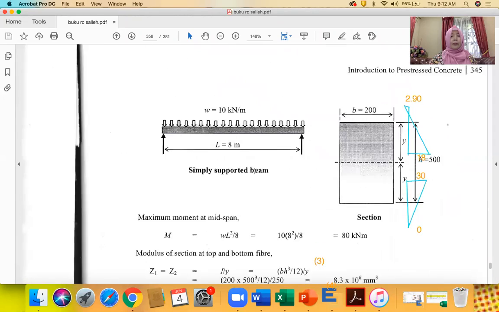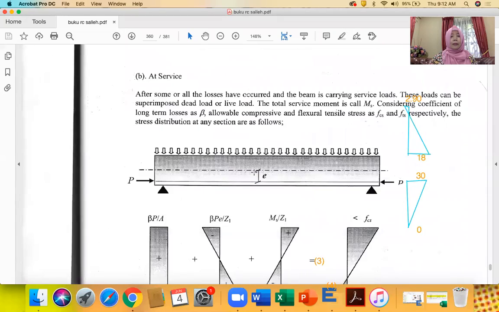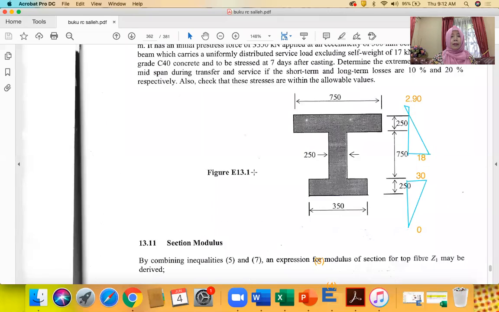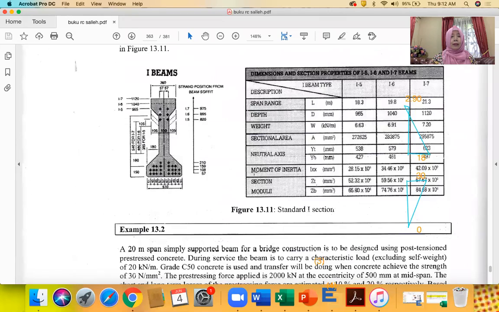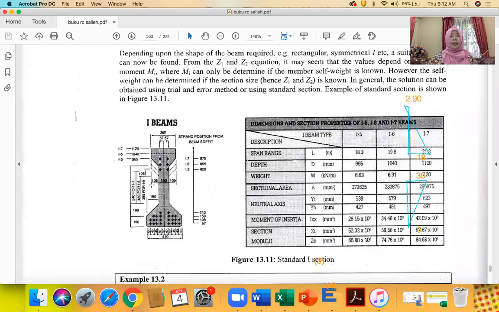If you refer to the book, we will see this diagram. So this is called a standard section, that we usually use in construction. It is an I, but it is not a perfect I. It's got something like this. So this is called a standard section.